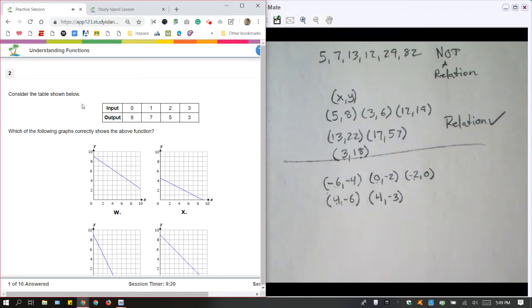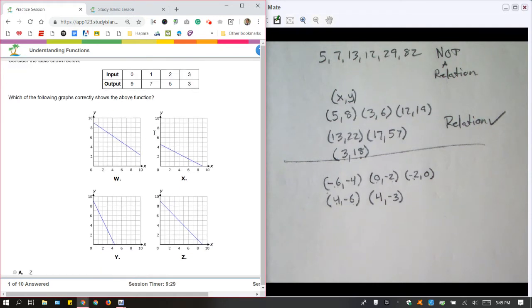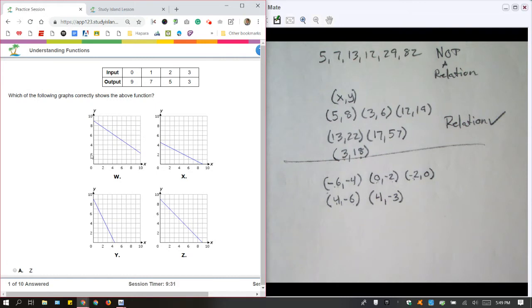So consider the table below. We have input 0, 1, 2, and 3 corresponding with output 9, 7, 5, and 3. Which of the following graphs correctly shows the above function? Well, let's take a look. Which one of these graphs has 0, 9 on it? X and Y, 0 and 9.